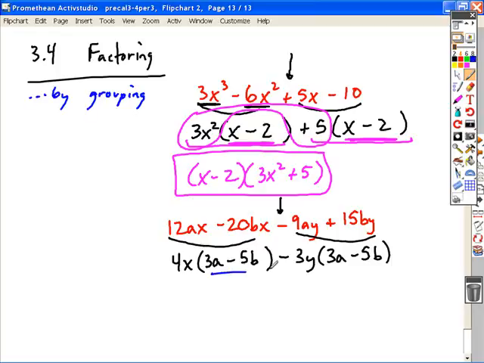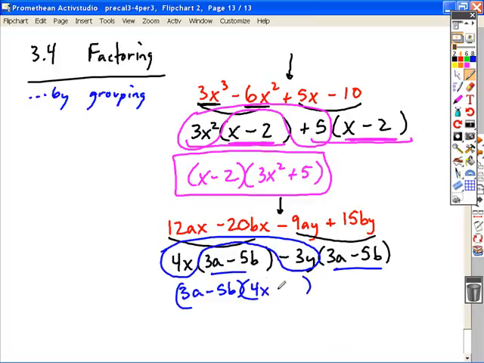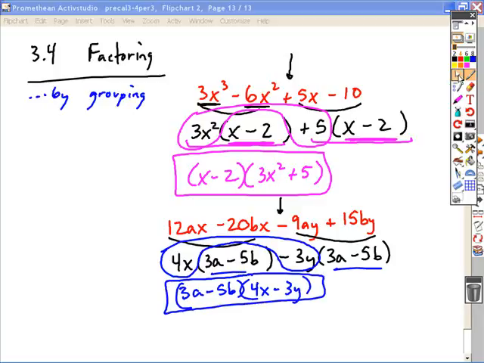Yeah, now you have this common factor. If you remove or distribute out that common factor, what's going to be left for the terms of the other factor? 4x and a minus 3y. Okay, and so this becomes your set of factors.